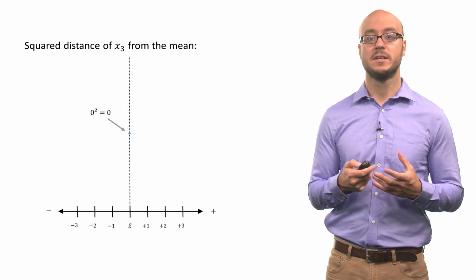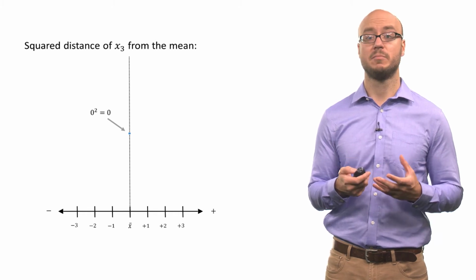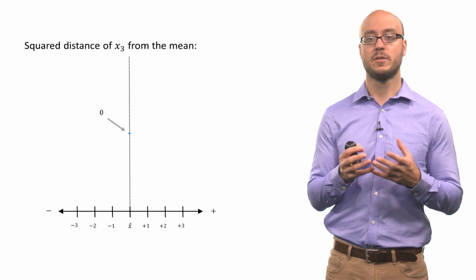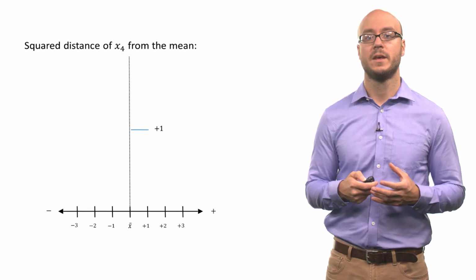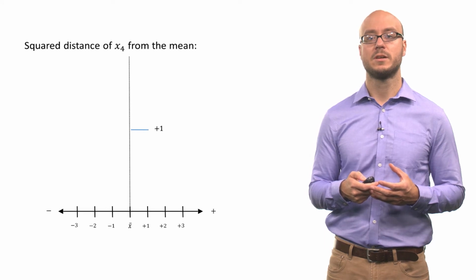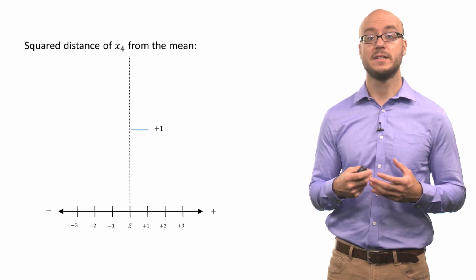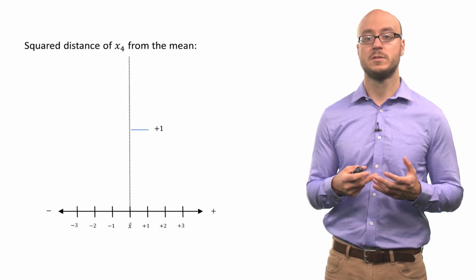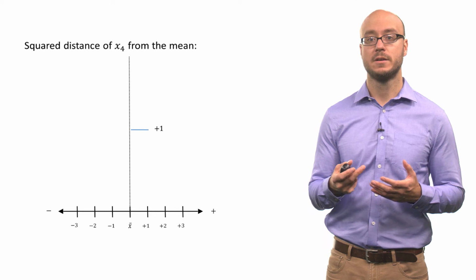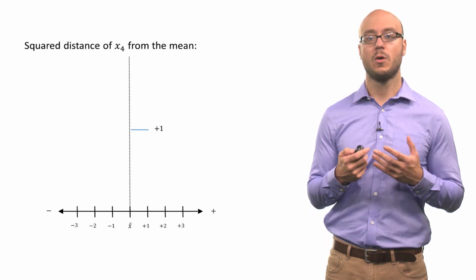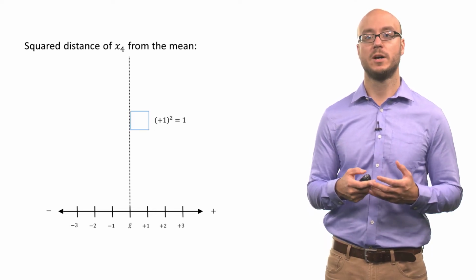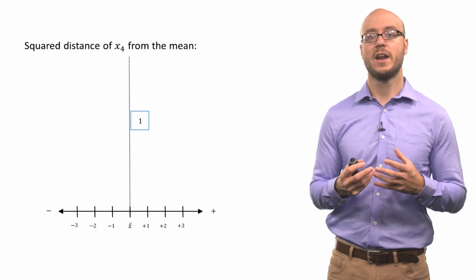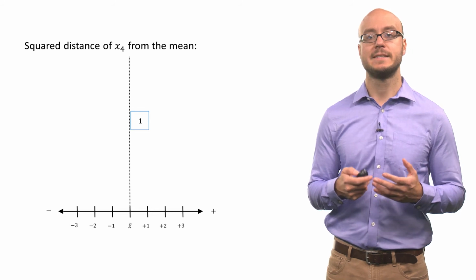Well, if you take 0 times 0, or 0 to the second power, you get a value of 0. So the distance for that third observation is still 0. If you look at the next observation, we have a value that is greater than the sample mean. The next observation has a value of 4, so its distance is 1 unit above the sample mean. Well, if we take 1 to the second power, 1 times 1, we get an area of 1. So the squared distance of that observation from the sample mean is now 1.